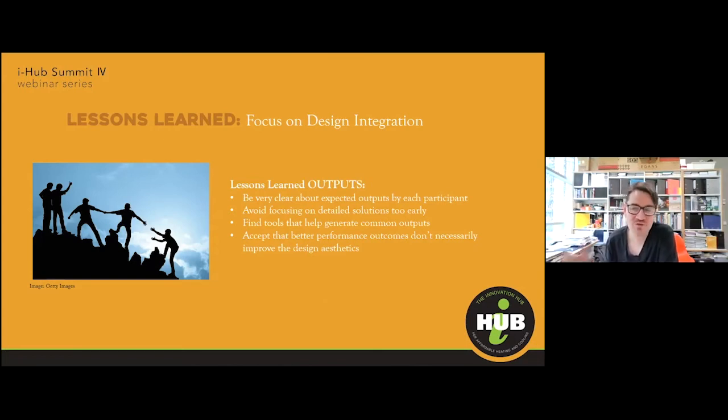And sometimes it is visible, but it's not necessarily something that we saw would improve design aesthetics as such. And that was a bit of an interesting finding there.